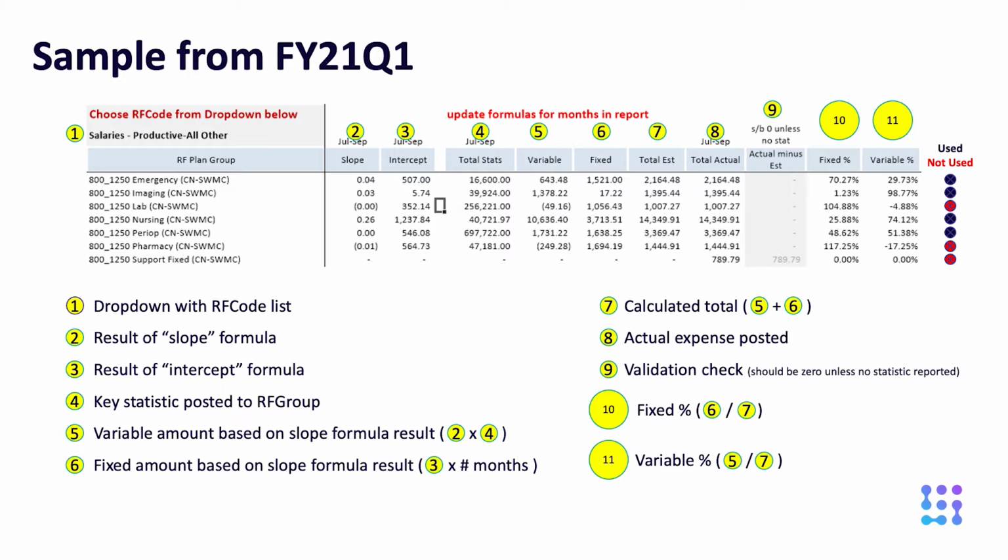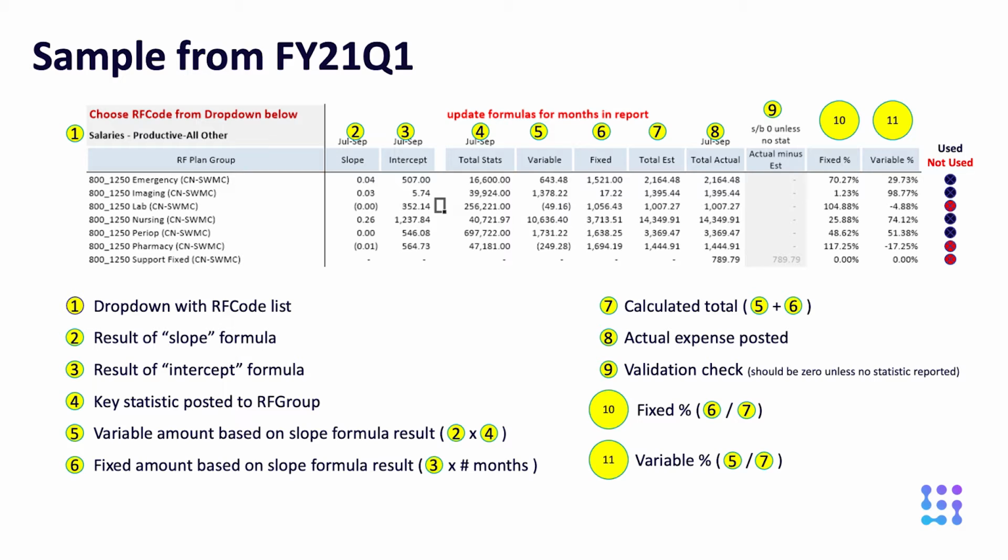And then the intercept, you multiply by the number of months in the table that you're using. For this particular example, it was 3 months, July through September. So you multiply that 507 times 3, you get your 1,500 fixed component. Add the two together, you get your total expenses. We compare it to what is actually being reported for that department and that particular RF code. We're only looking at productive all other. It should be 0. The actual results should equal your variable and fixed component.